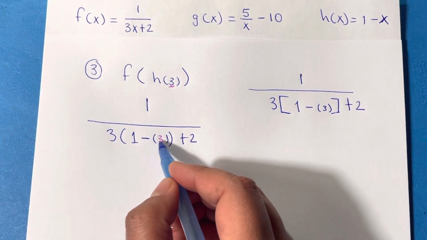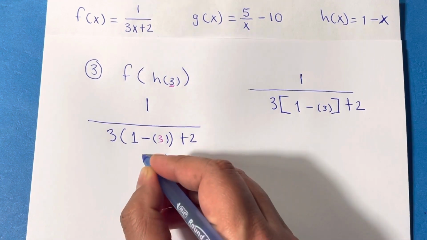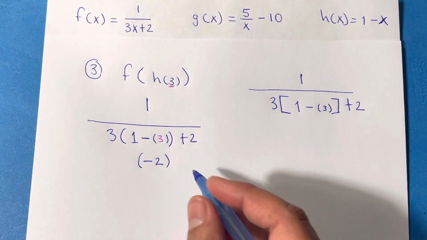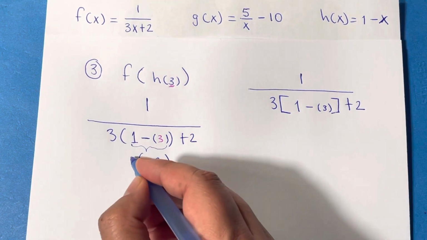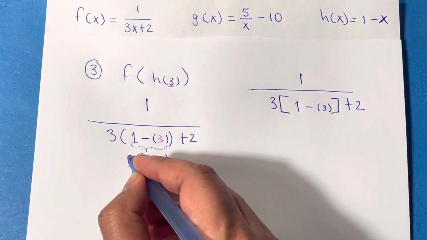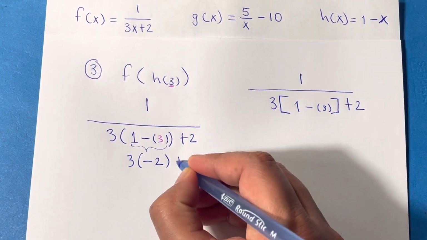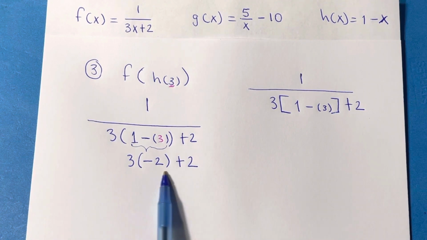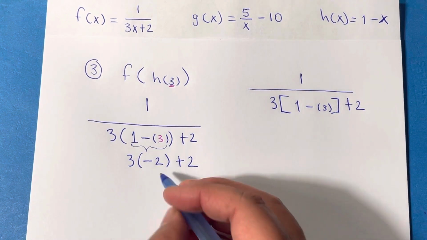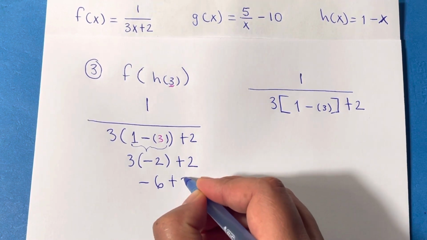So 1 minus 3 is -2. Bring down the parentheses. We already finished this one. Bring down the 3. Don't get confused. This continues to be multiplication. And bring down the plus 2 as well. First, we do multiplication. 3 times -2 is -6. And bring down the 2.